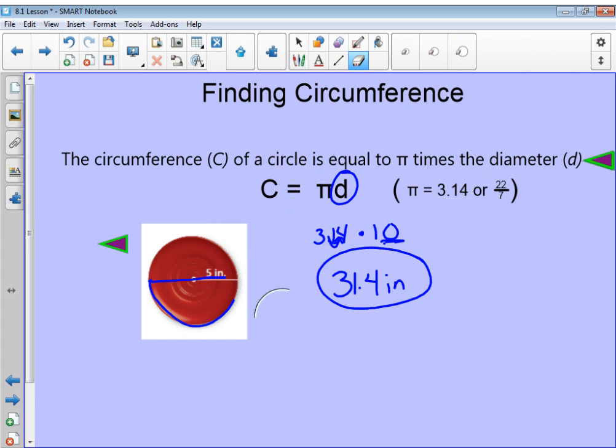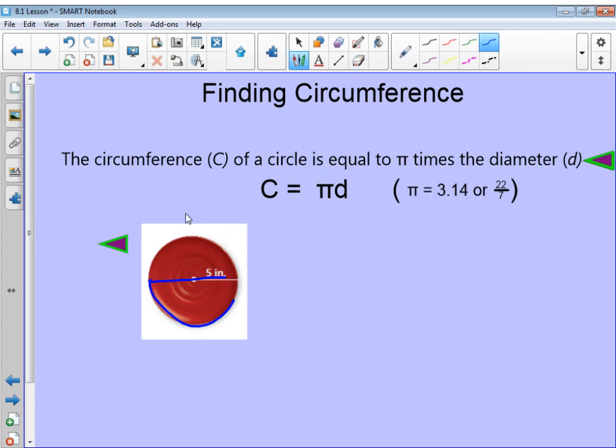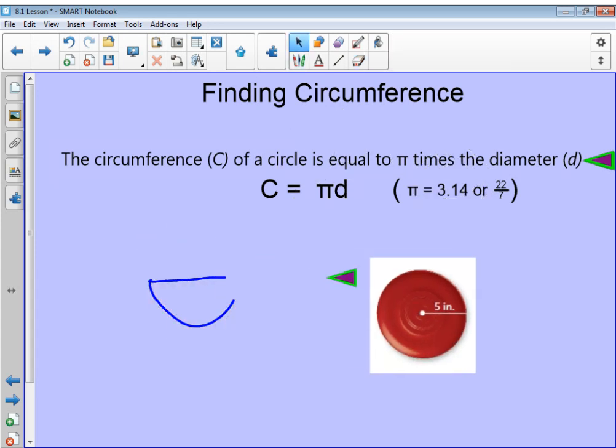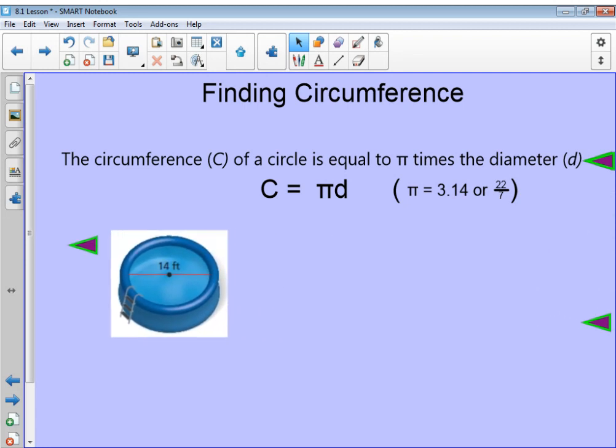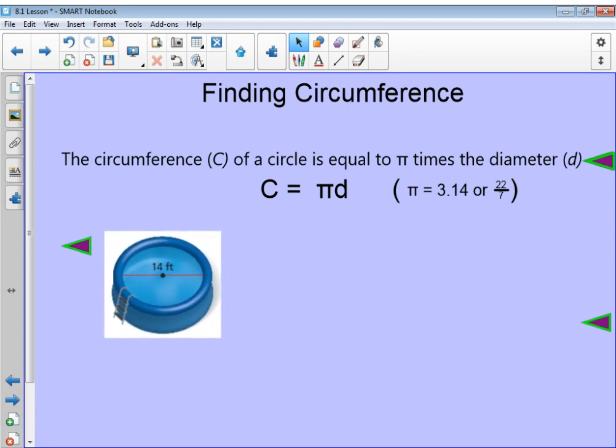Okay, so let's try another one. Sometimes you're going to have to find that diameter if they give you the radius. Sometimes they give you the diameter. So this one here, swimming pool. If we wanted to walk around the outside of the swimming pool, how long is that distance? Okay, they are giving us the diameter already.